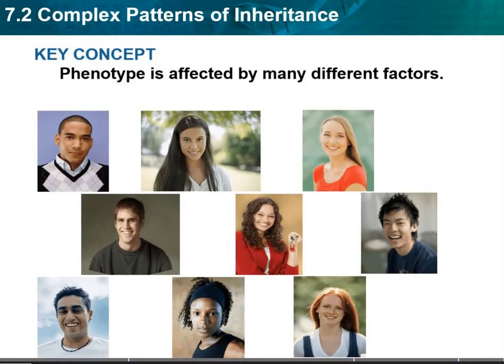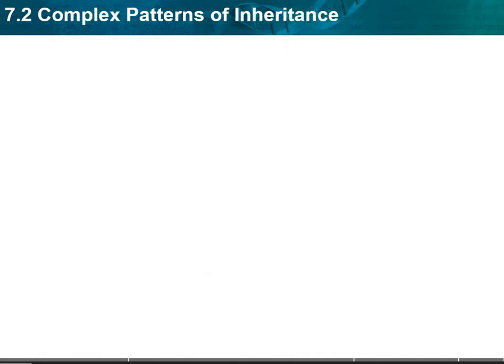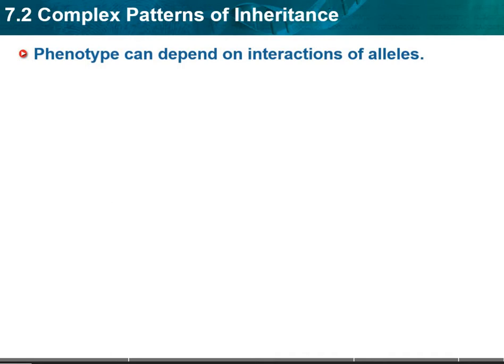In 7.2, we are looking at exceptions to Mendel's rules of inheritance. So complex patterns of inheritance. Phenotypes can depend on interactions of alleles. So you have incomplete dominance, where neither allele is completely dominant nor completely recessive over one another.